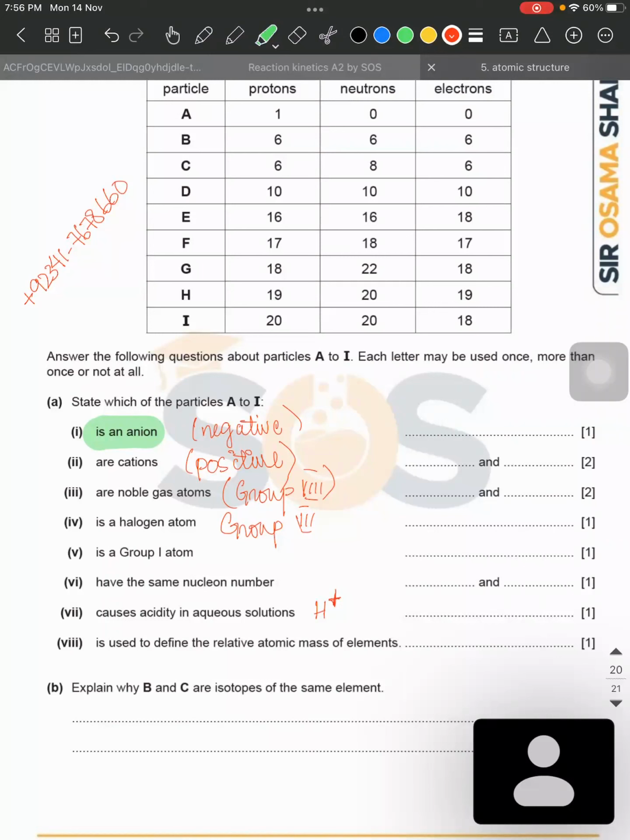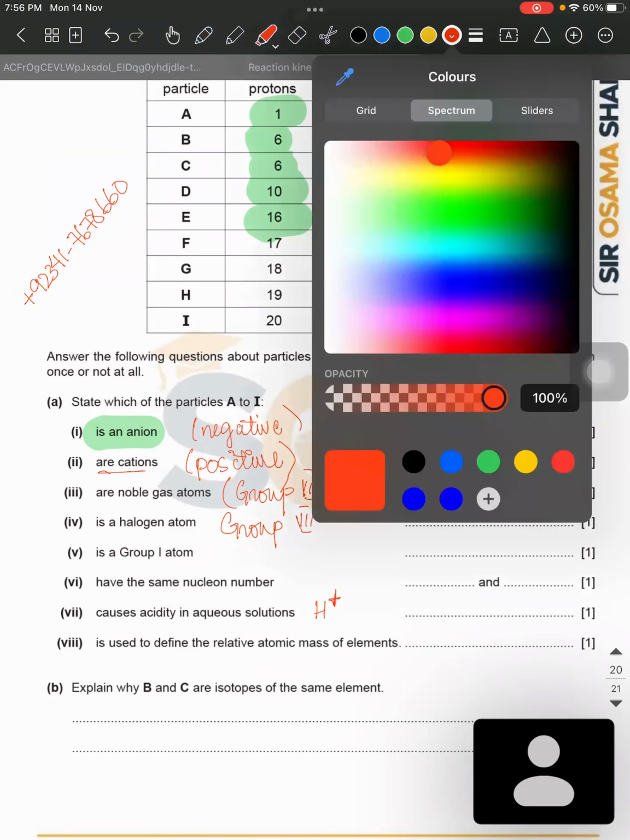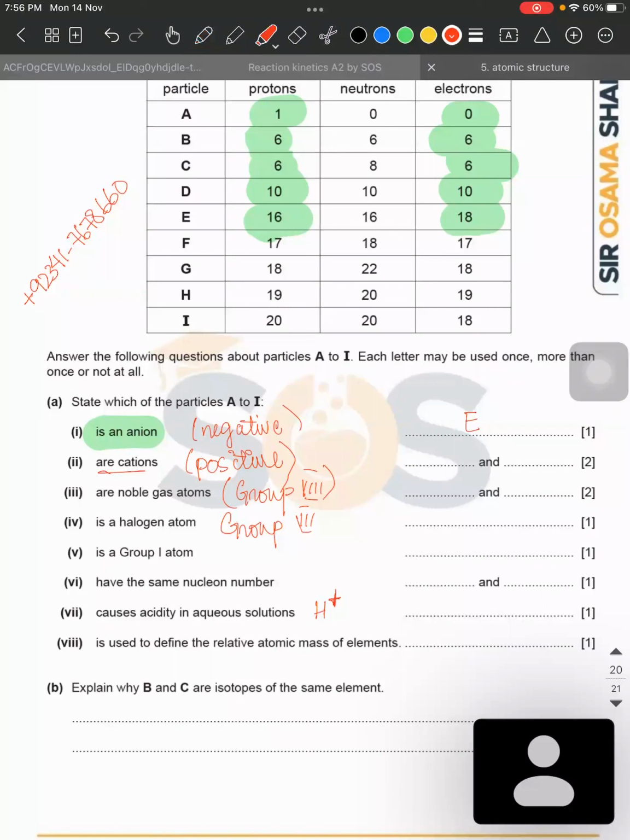Just look over here, which one has, you can see, electrons lesser, electrons equal, equal, equal, and over here the electrons are greater. So you can simply see that E is the negatively charged particle. That's all. Then they are asking about cations. Cations are positively charged particles, meaning they have a greater number of protons.